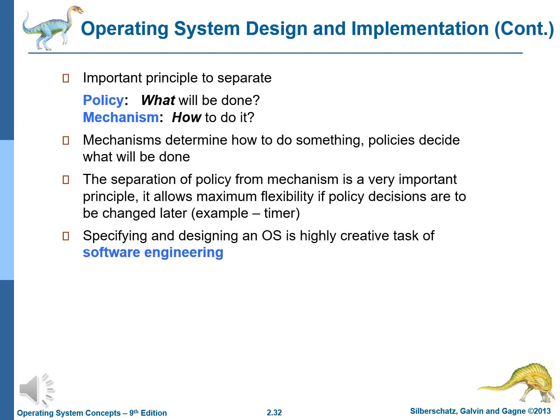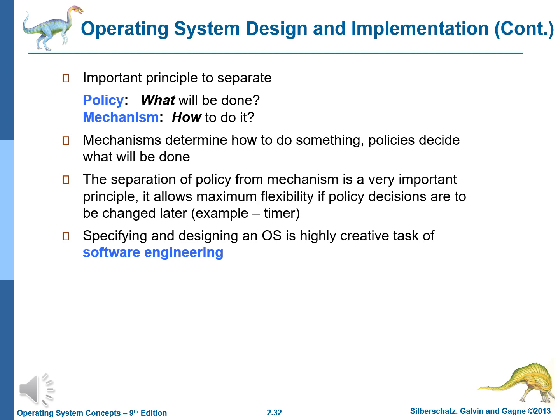Mechanisms and policies. One important principle is the separation of policy from mechanism. Mechanisms determine how to do something. Policies determine what will be done. For example, the timer construct is a mechanism for ensuring CPU protection, but deciding how long the timer is to be set for a particular user is a policy decision.